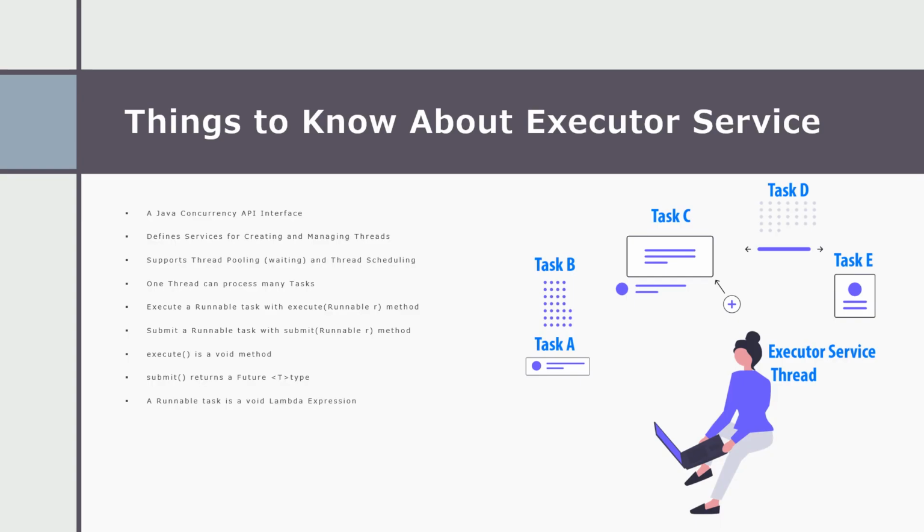Before we start coding, here are some things to know about the executor service. The executor service is an interface from the Java Concurrency API, and it's used for defining services for creating and managing threads. It supports thread pooling and thread scheduling. And with the executor service, you can create one thread that will process many tasks.